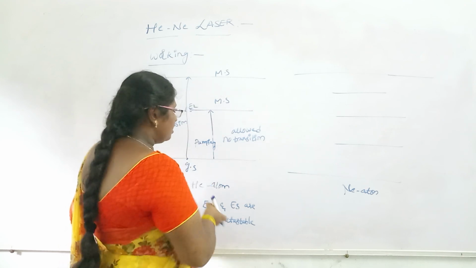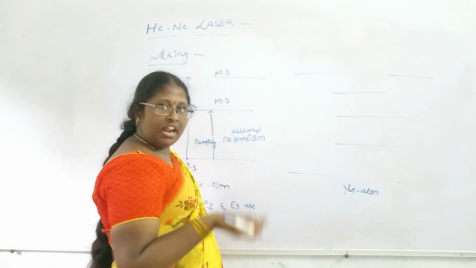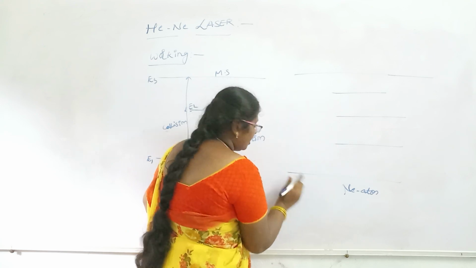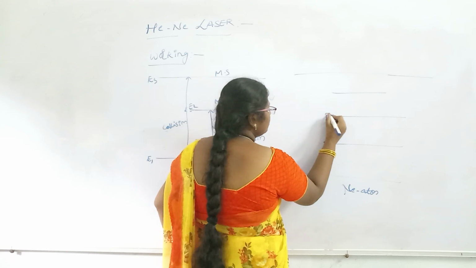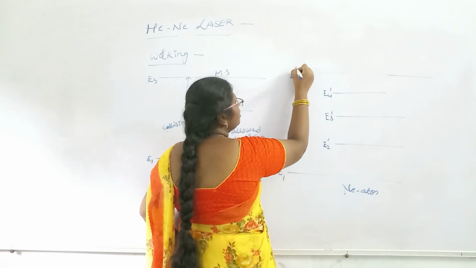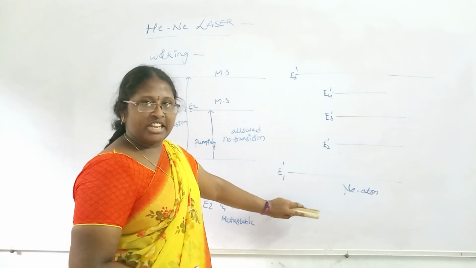Then the metastable states of the helium atoms collide with the neon atoms. This is the energy level diagram of the neon atom. Let us take E1 dash, E2 dash, E3 dash, E4 dash, E5 dash. These are the energy levels of the neon atom.